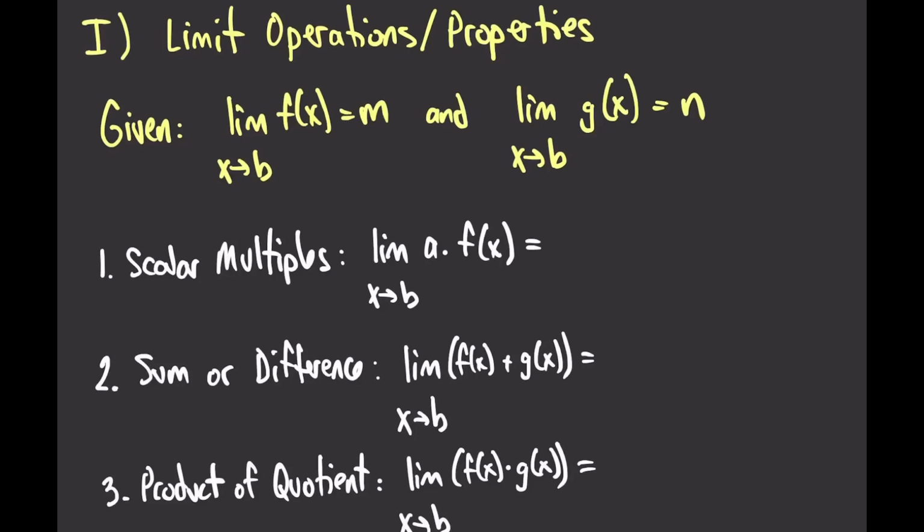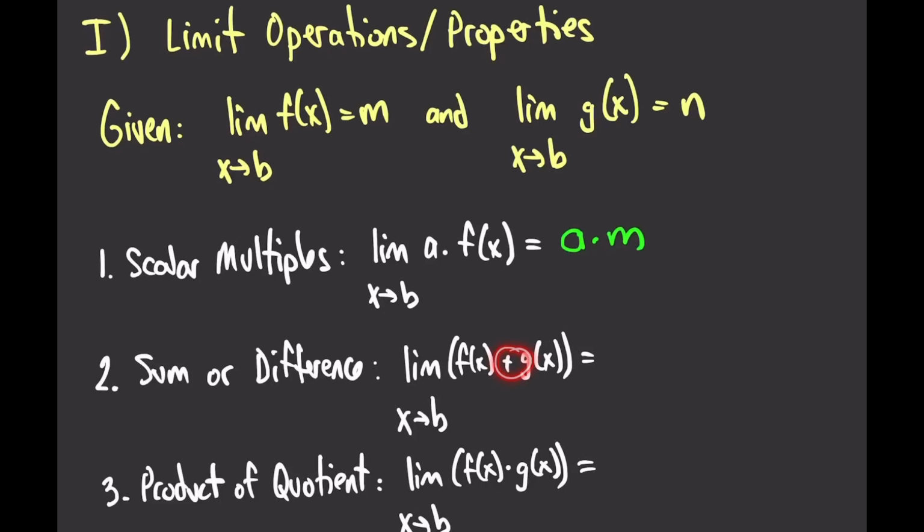First property here is a scalar multiple. So if you notice, it looks very similar to the limit of f of x, except we've got this inside. It's called a scalar multiple. And all that's going to do is take our limit of f of x, which is m, and multiply it by that scalar, a. So the result here is going to be a times the limit of f of x as x approaches b, which is just m.